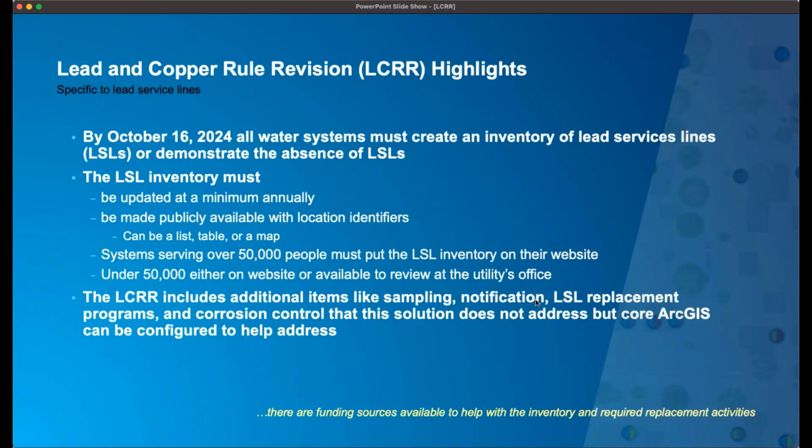Now, there are some additional items in the LCRR, like I mentioned, sampling, notifications, things like that, that we have not configured the solution to support. However, those workflows can be very easily supported by just doing some configurations of core ArcGIS.